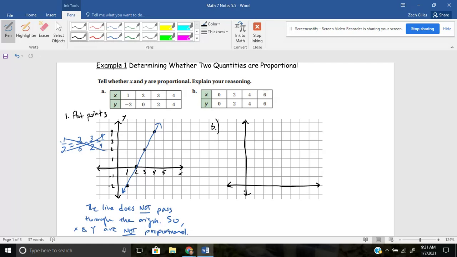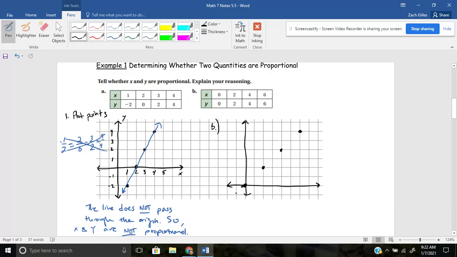If you go by ones, you do not have to label that. I'm assuming if you don't label what you're going by, you're going by ones. Okay. So 0, 0, right there. 2, 2, over 2, up 2. 4, 4, 1, 2, 3, 4. And over 6, up 6.